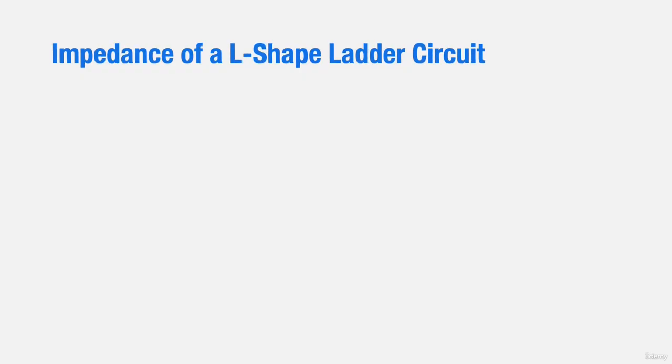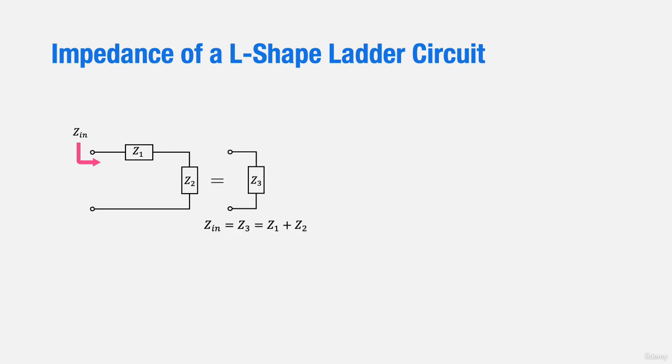Before we delve into the meaning of real value characteristic impedance, let's explore another perspective on it. To begin, let's consider a straightforward circuit problem. We have two impedances, Z1 and Z2, connected in series. We can combine these two impedances into a single impedance, Z3, by adding them together, which is Z1 plus Z2.